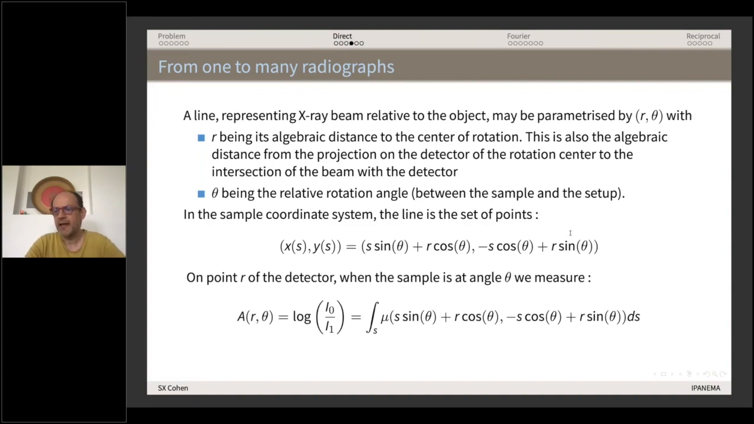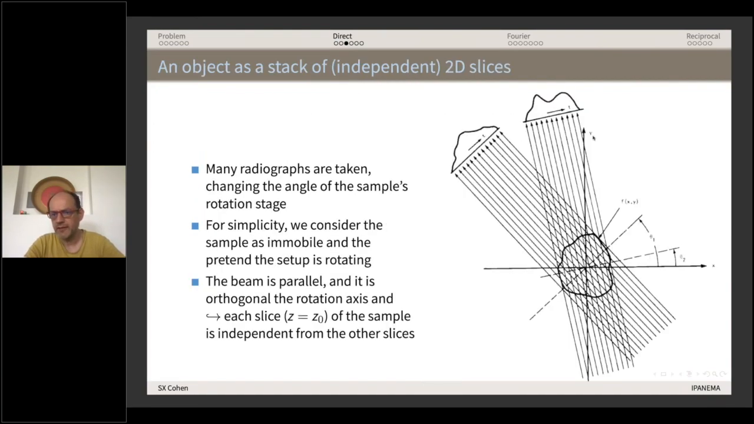parameterized by r and theta. Okay, so theta, you have it here, and r is basically the distance between the center of rotation and the beam, the ray I'm considering. So if I'm considering this ray, I can parameterize it as a ray which corresponds to theta equal theta2 and the distance from here to here. Okay, and for given distance here, I have exactly the same distance here.